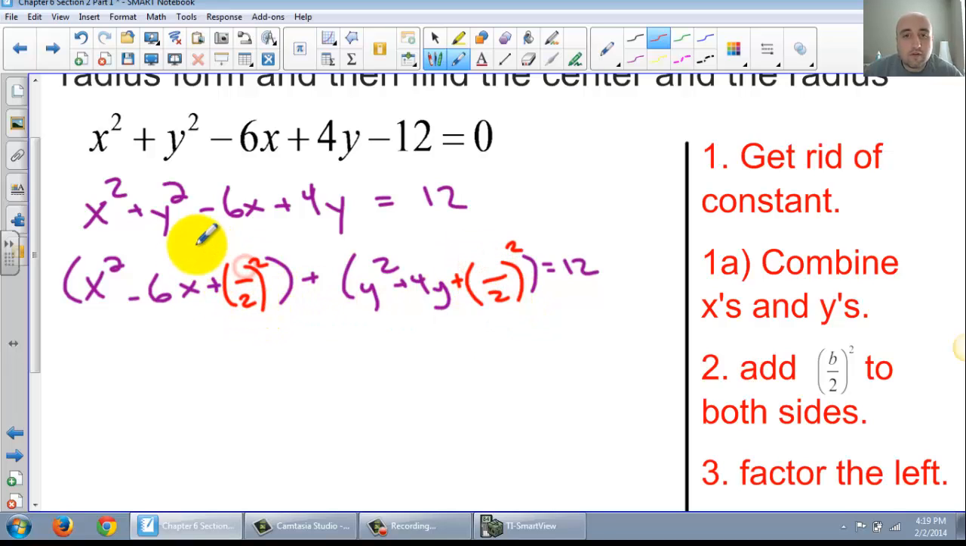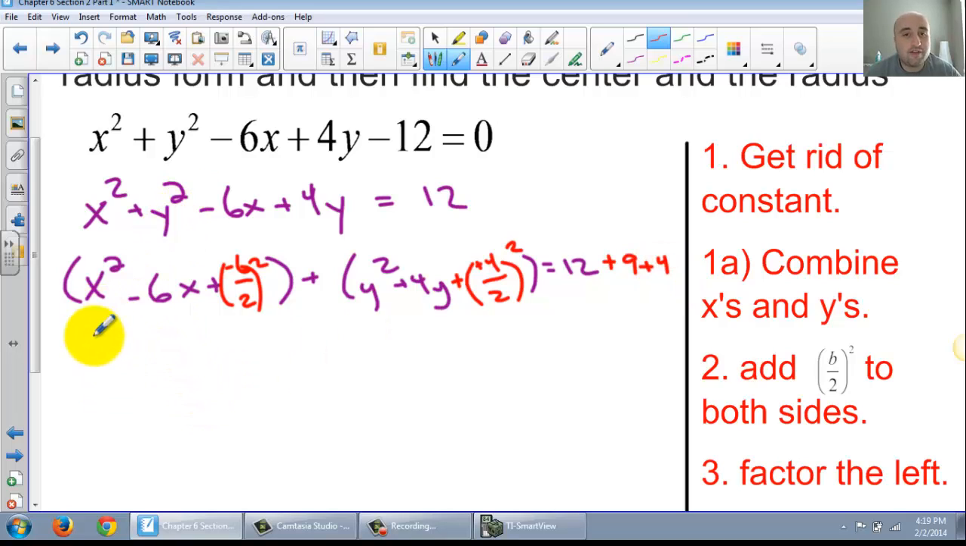Okay, what's our b in this one? It's negative 6. And our b over here is positive 4. If we do it to the left, we have to also do it to the right. So what are we going to add over here? Negative 6 divided by 2 is negative 3. Negative 3 squared is 9, so we're going to add 9. And 4 divided by 2 is 2. 2 squared is 4, so we're going to add 4.